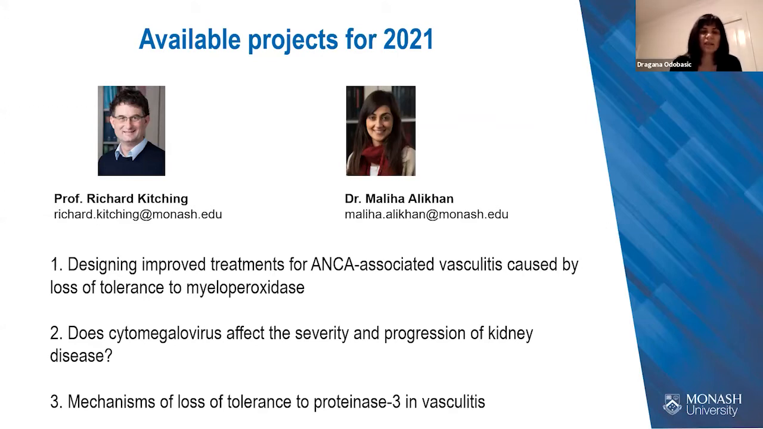There's the group that's led by Professor Richard Kitching, and there's a postdoc in his lab, Dr. Malia Alakhan, and they've got a few projects which look at designing improved treatments for ANCA-associated vasculitis. This is caused by autoimmunity to myeloperoxidase. They're also more recently looking at how cytomegalovirus can affect the severity and progression of kidney disease. And they're also looking at another type of vasculitis, which is caused by autoimmunity to another neutrophil protein called proteinase 3, and investigating the mechanisms of loss of tolerance in that disease.